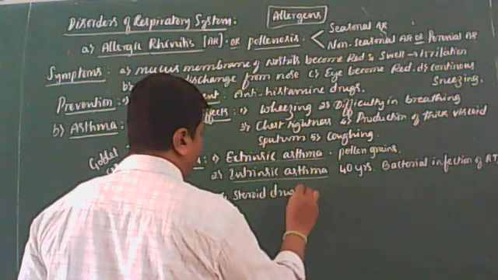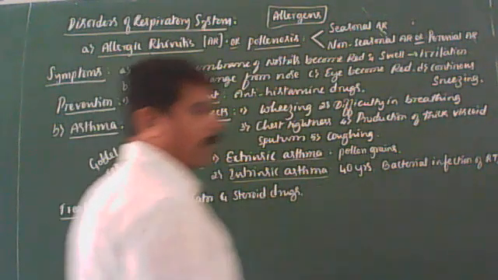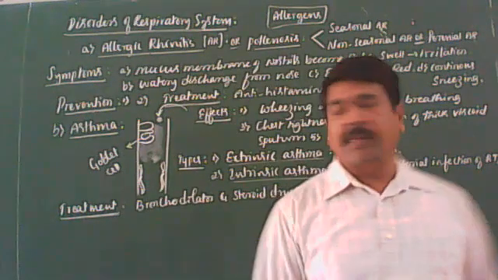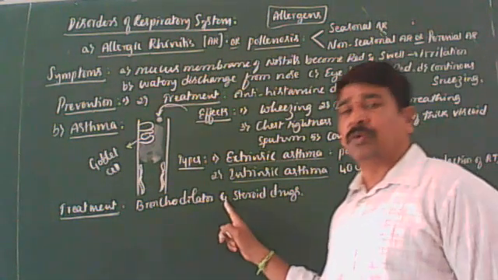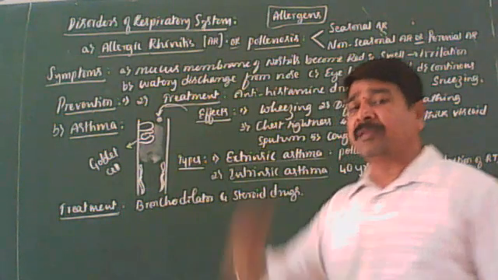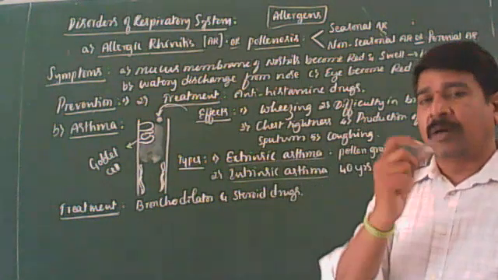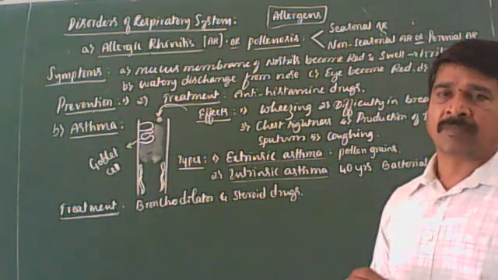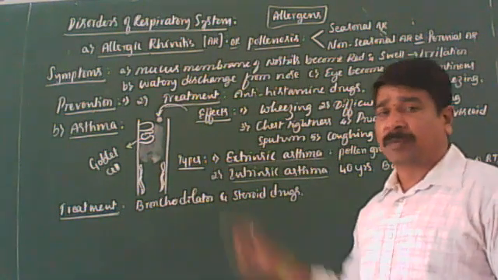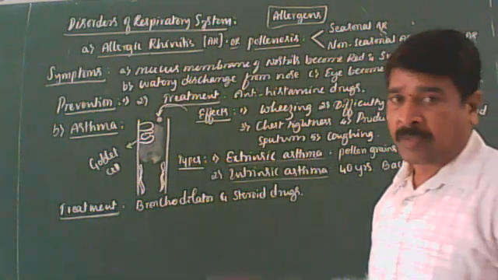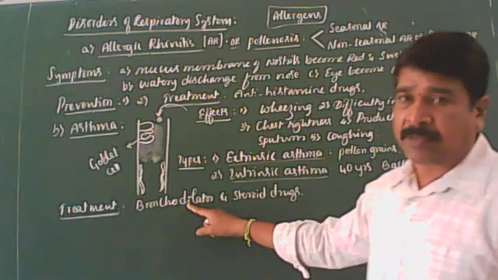Bronchodilator and steroid drugs. That is what you should remember. It can be treated by bronchodilator and steroid drugs. So asthmatic patients can use these drugs, either in the form of tablets or in the form of inhalers. By splitting this word, you can get the meaning actually.